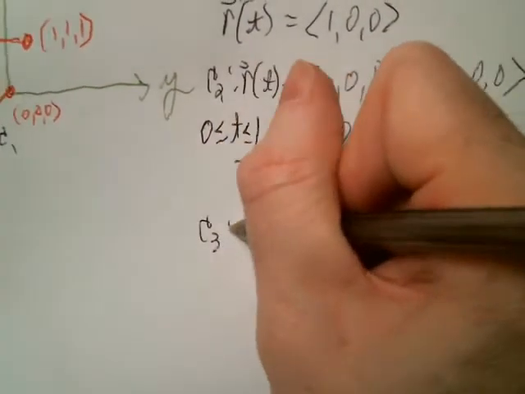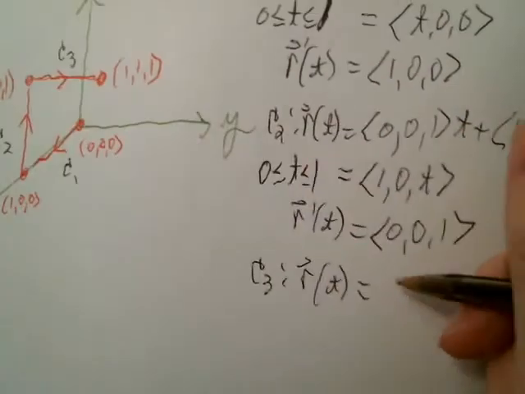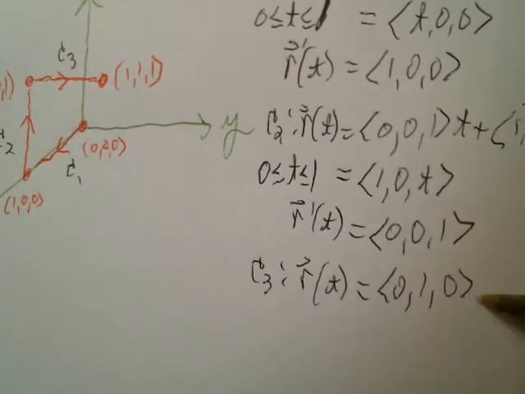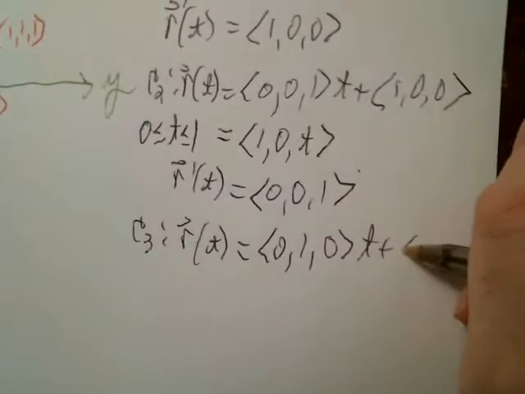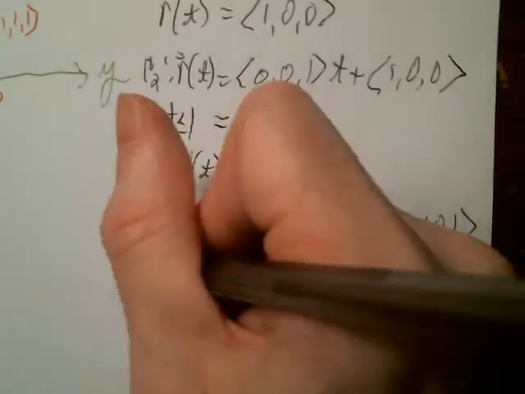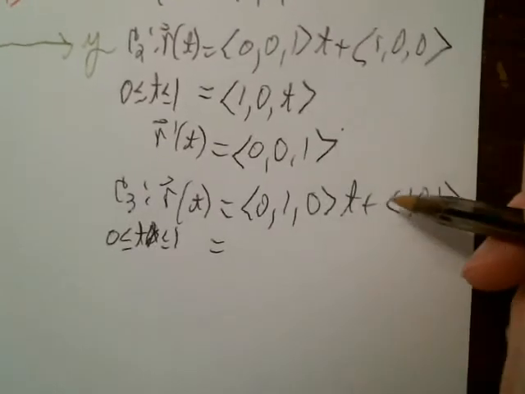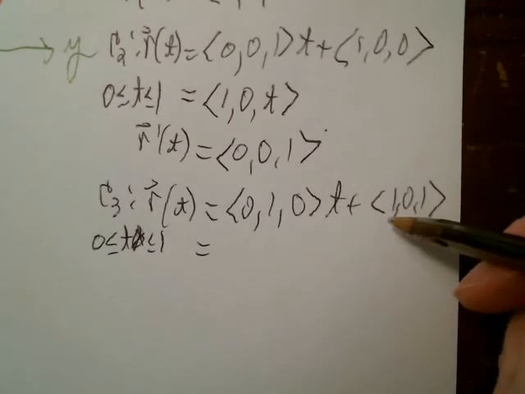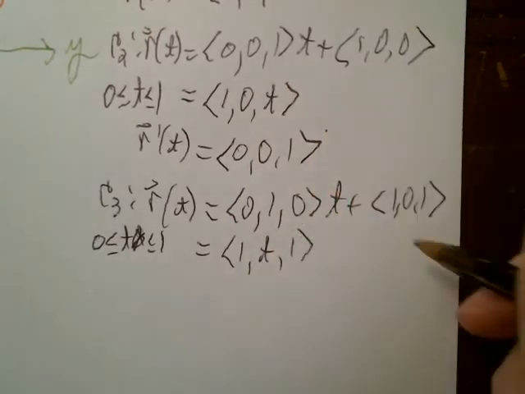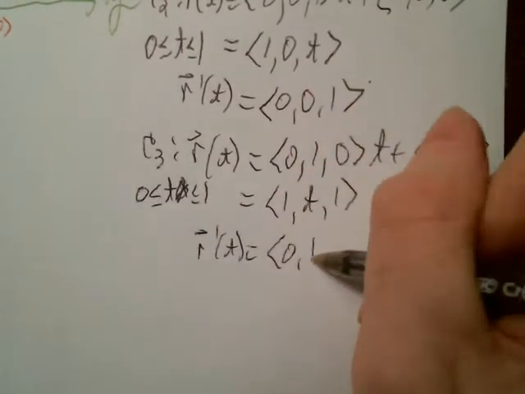And then finally C3, r of t is subtract the points. So 1 minus 1 is 0, 1 minus 0 is 1, 1 minus 1 is 0, t plus our starting position, which this time was 1, 0, 1. Okay, and then simplify it. Again, we have the same. T goes from 0 to 1. Simplifying this, we have 0t, 0, plus 1, 0, 1, so 1, t, 1, and then find the derivative, which will be 0, 1, 0.